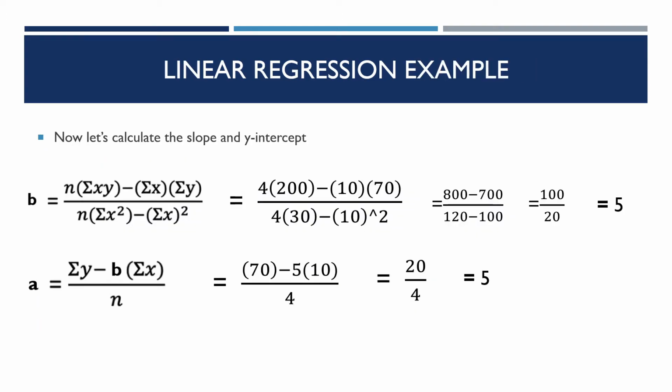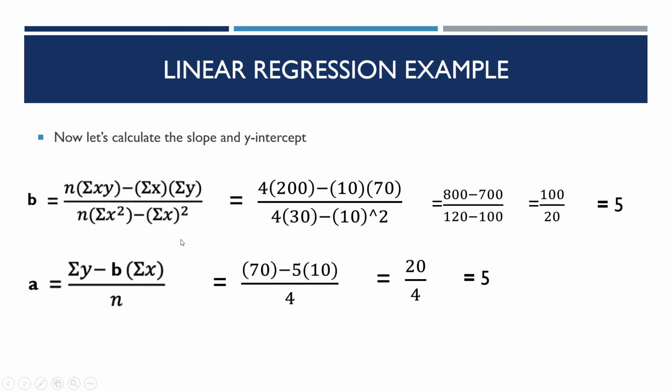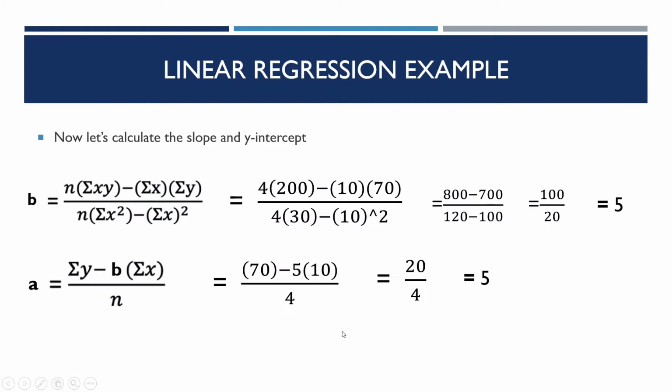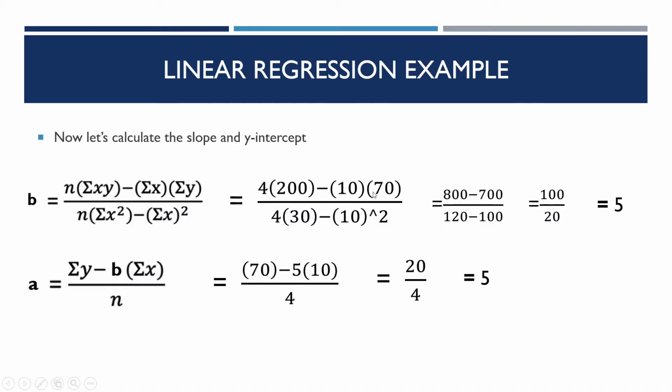So let's do that. Let's take our b formula and get the slope. So b equals n. Remember, n is the number of sets of values that we had, which is 4. Sum of xy, go back here, we had x times y. We've got the sum of it, it's 200. So you plonk 200 in there as well. Minus the sum of x times the sum of y. Sum of x, remember, is 10. Sum of y is 70. So you plonk that in there as well.